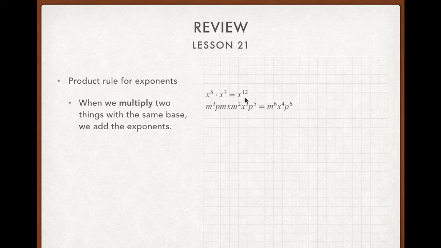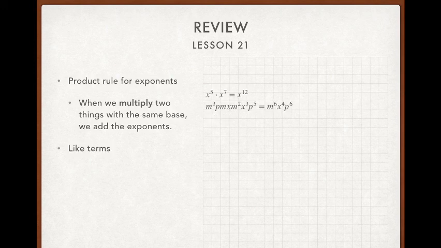We can use this to simplify longer expressions, something like this, m cubed p m x m squared x cubed p to the 5th. We've got m cubed times m will give us m to the 4th, times m squared gives us m to the 6th. x times x cubed gives us x to the 4th, and p times p to the 5th gives us p to the 6th.